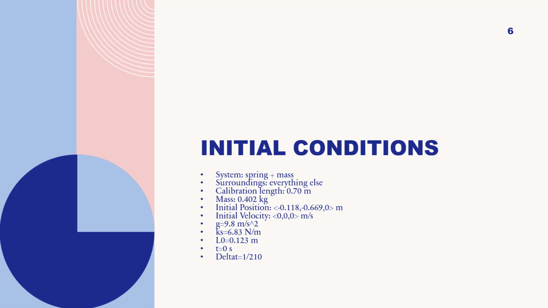The initial conditions: the system was the spring and the mass, the surroundings was everything else. Calibration length was 0.7 meters, the mass was 0.402 kilograms, initial position negative 0.118 in the x direction, negative 0.669 in the y direction meters, and initial velocity was 0 meters per second, little g 9.8 meters per second squared. The spring constant was 6.83 newtons per meter. L naught was 0.123 meters, the initial time was 0 seconds, and delta t was 1/210.